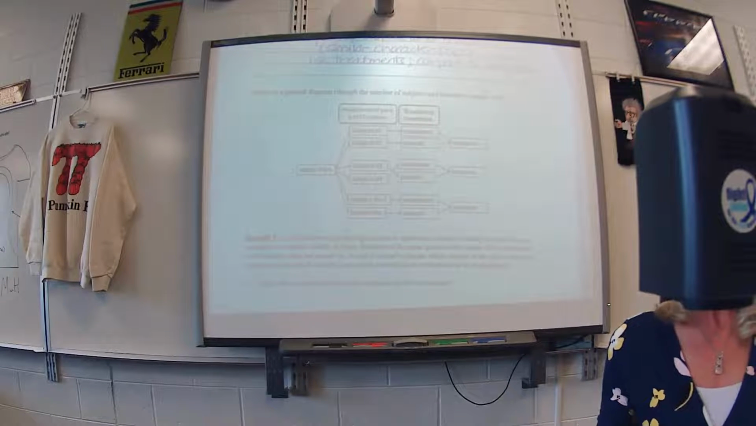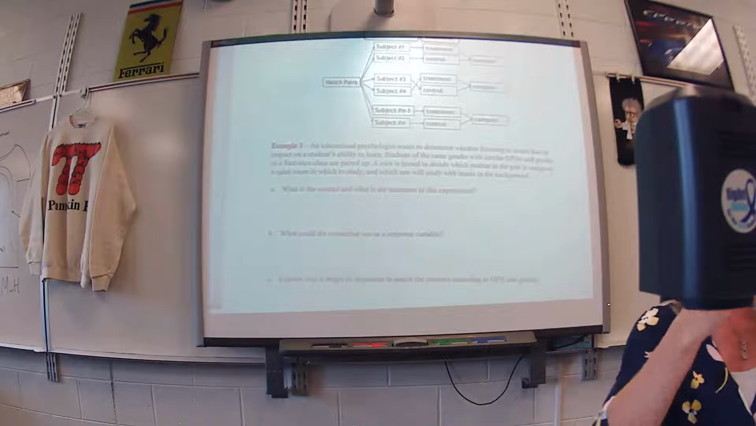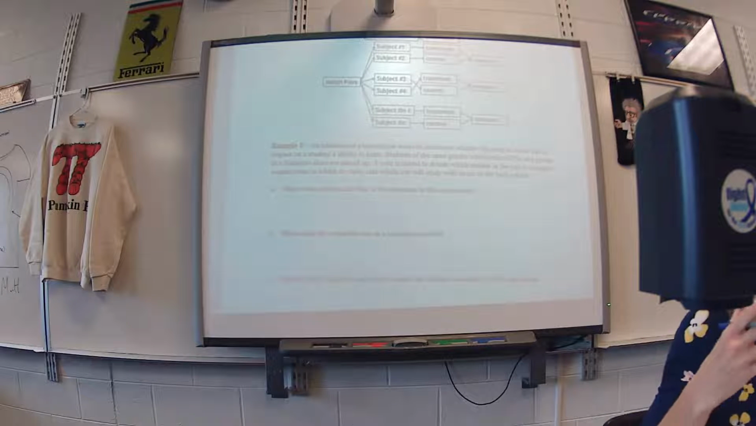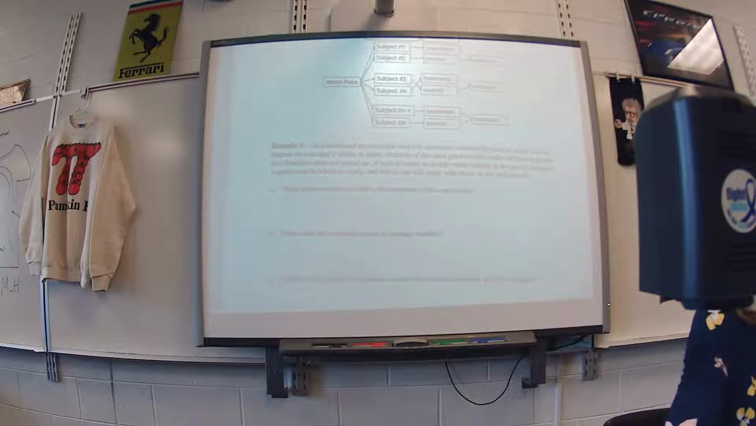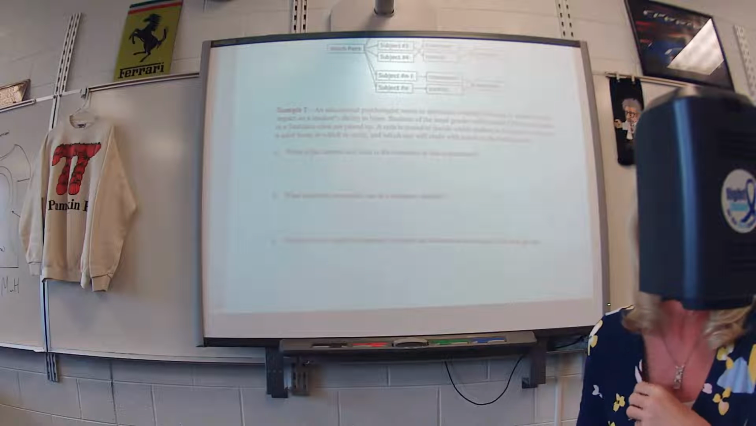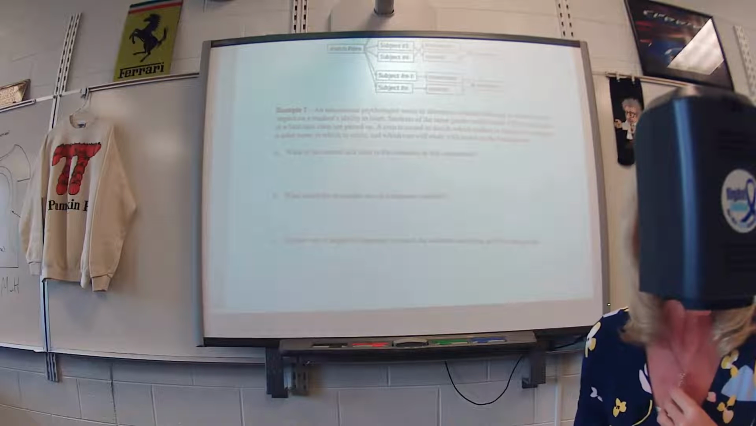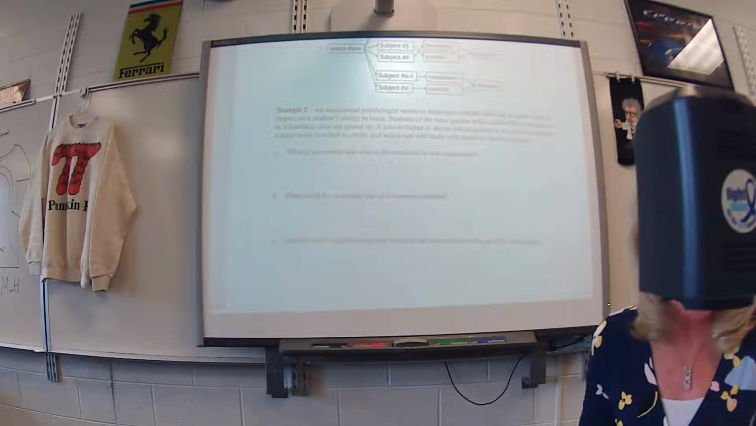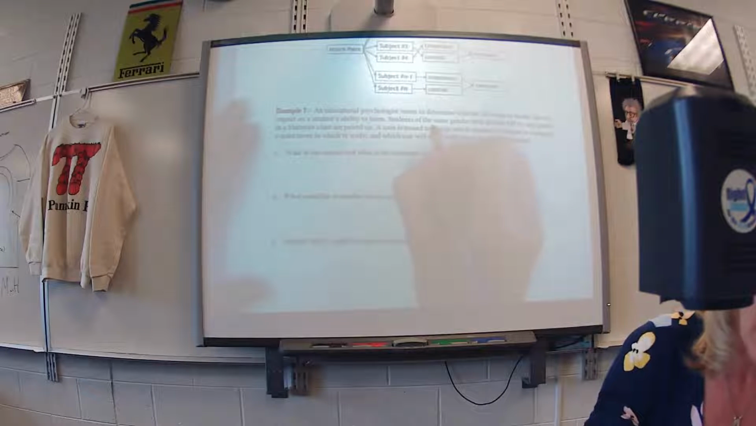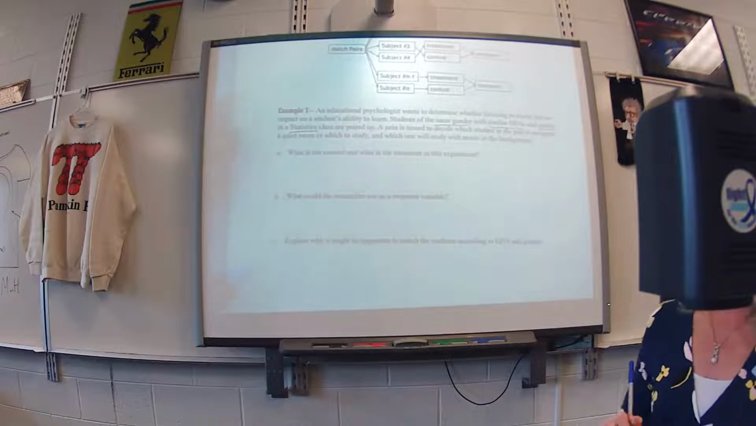So, all right, matched pairs. You want to match up subjects who are similar, and that's a great example, because if you're trying to test how the environment impacts your growth, you want to control all those similar factors. On this one, an educational psychologist wants to determine whether listening to music has an impact on a student's ability to learn. Students of the same gender with similar GPAs and grades in a stat class are paired up. There's your matched pairs: gender, GPAs, grades in stat class.